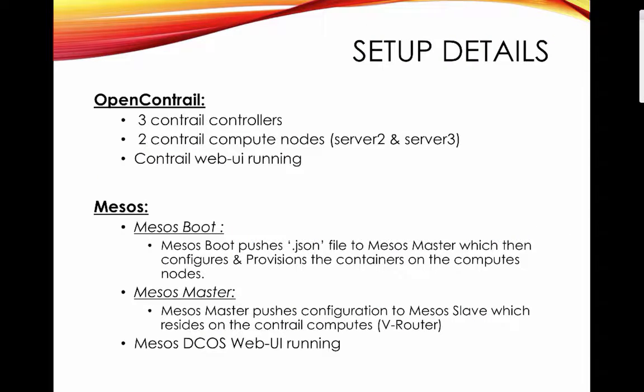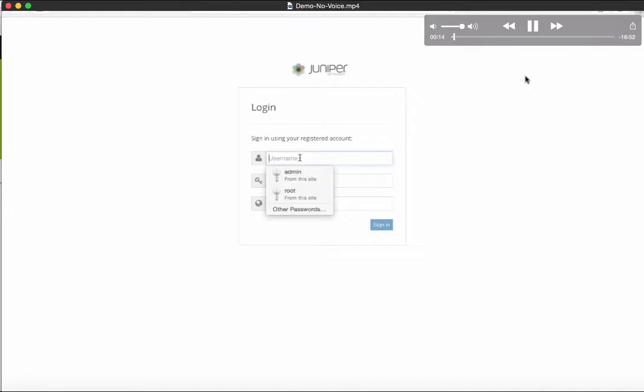So again, a brief overview of the setup: three Contrail controllers, two Contrail compute nodes, Contrail web UI which is running, Mesos boot and Mesos master. Mesos boot pushes JSON files to Mesos master, which then configures and provisions the containers on the compute nodes. Whereas Mesos master pushes configuration to Mesos slave, which resides on the Contrail computes. And I also have a Mesos DCOS web UI running. So let's take a look.